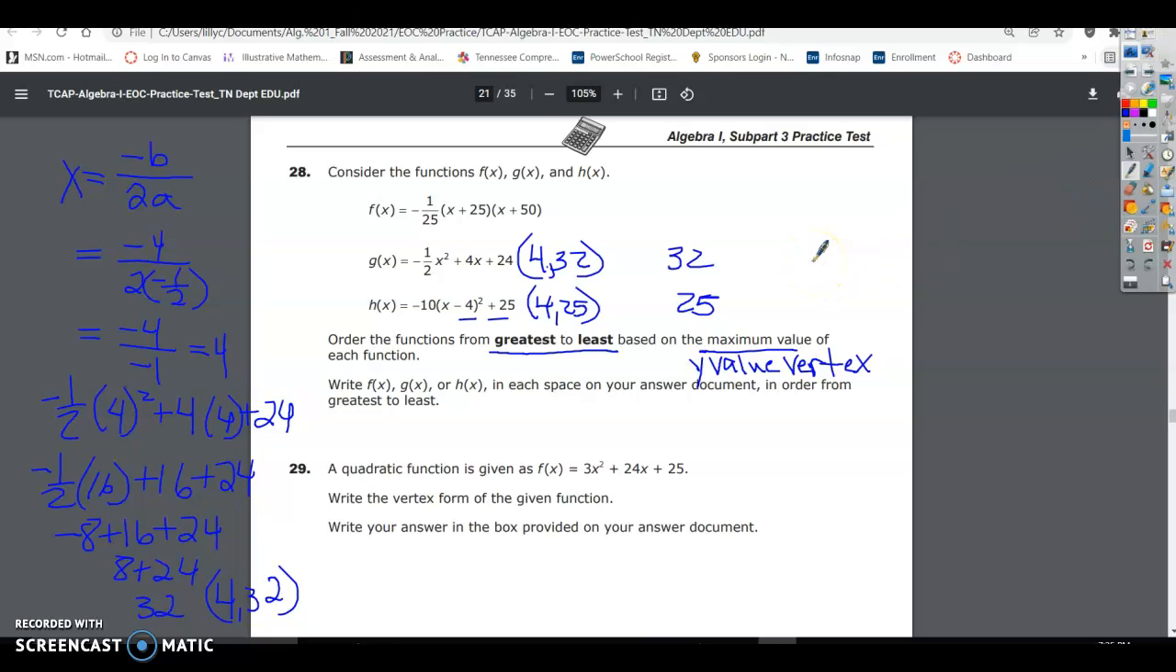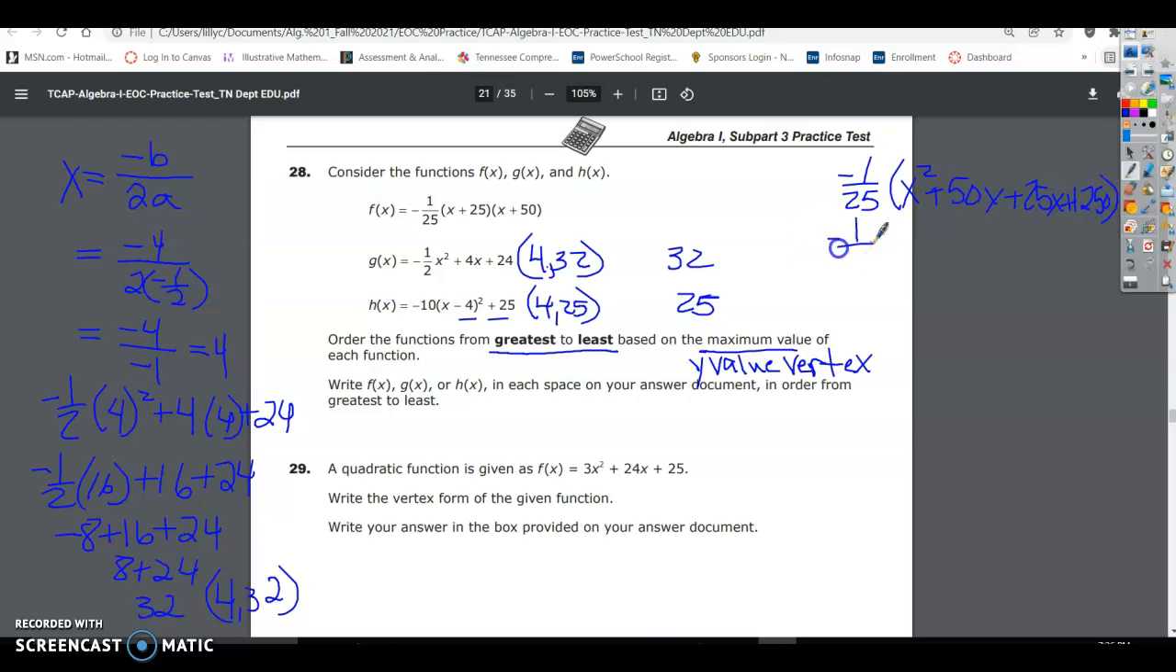If I put this in standard form, the first thing I'm going to do is keep my negative 1 over 25, and multiply these two binomials together first. So x times x is x squared, plus 50x, plus 25x, and then 25 times 50 is 1250.